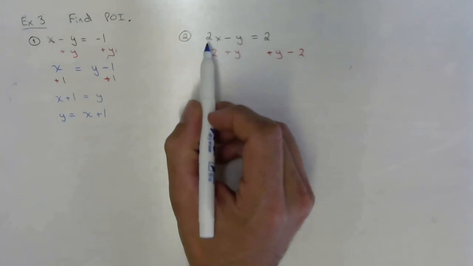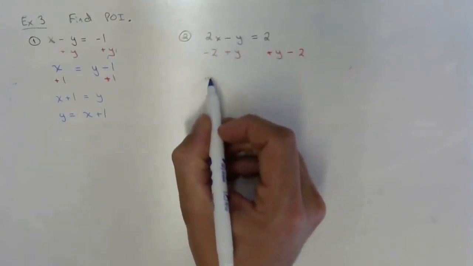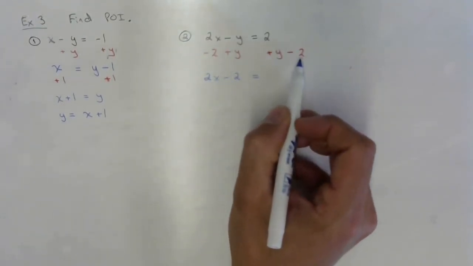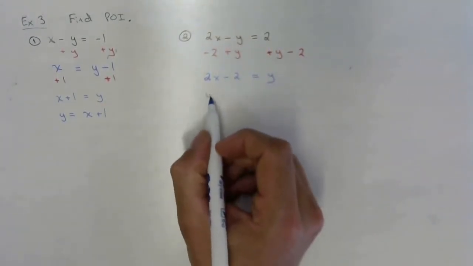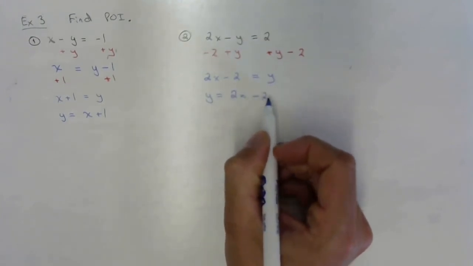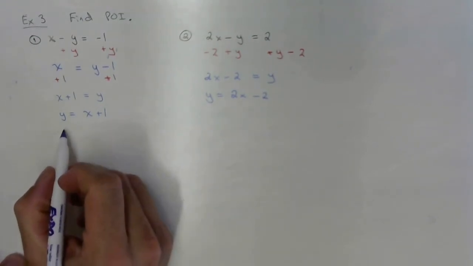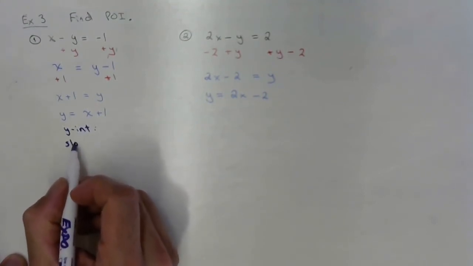We've got 2x minus 2, and these y's, a negative y and a positive y, cancel out. So we've got 2x minus 2. Over here, I have 2 plus y minus 2. Well, plus 2 minus 2, that's 0. Just leaves me with y. Rearrange, y equals 2x minus 2. So from here, I'm able to graph these because I know a couple things about it, and I'll write it this time. I know the y-int, and I know the slope.